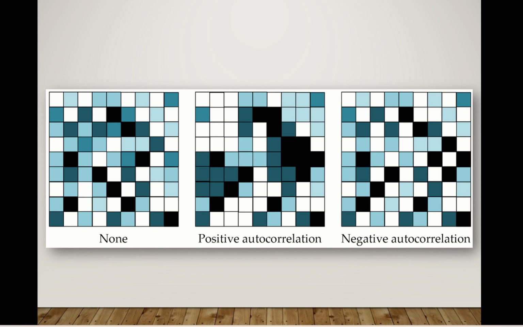So when we have positive autocorrelation, this means that we tend to find more similar values closer. So you can see there we have very dark values, which are clustered together, and then we have very white values, which are clustered together. And then on the opposite side, we have negative autocorrelation, where we tend to have very different values of the variable z closer.